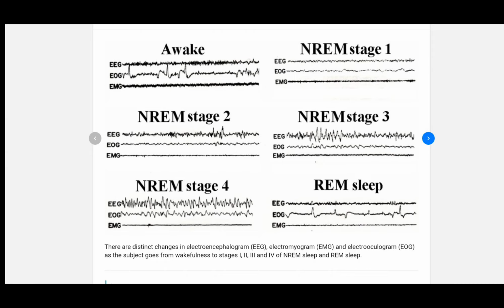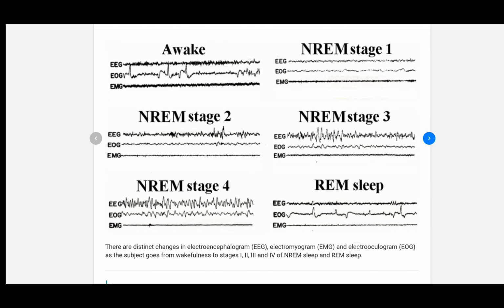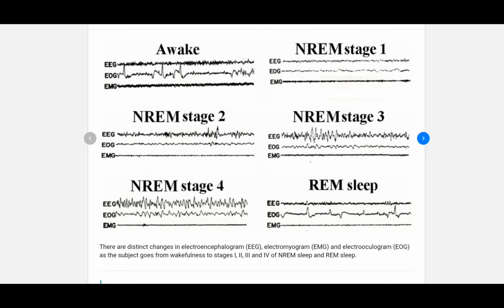REM sleep's main differentiating point is that waves are visible in the EOG. There are distinct changes in the electroencephalograph, EMG, and electrooculogram. So how can we identify? In the awake stage and in the REM stage, we will have the EOG pattern, while in NREM stage, the EOG pattern will be absent, and the EEG waves will be more marked.